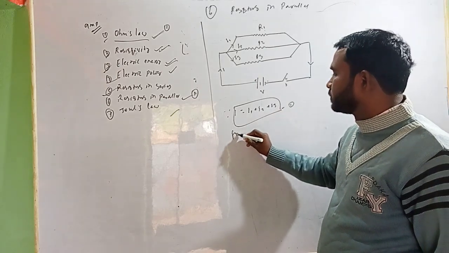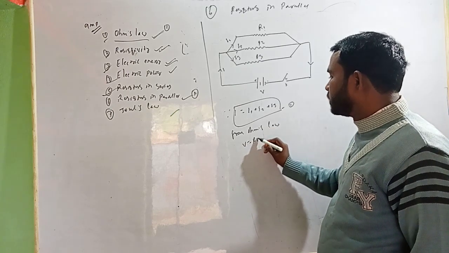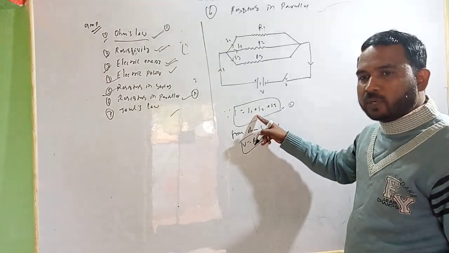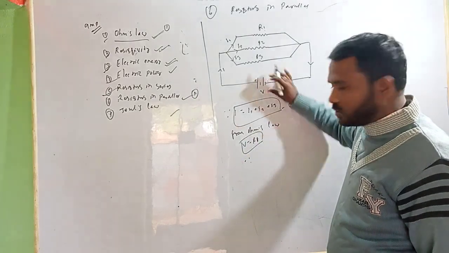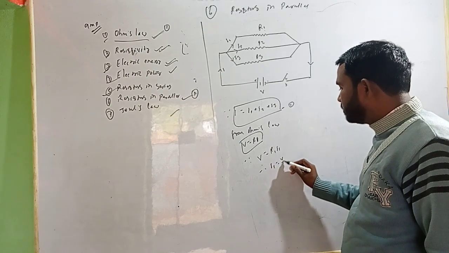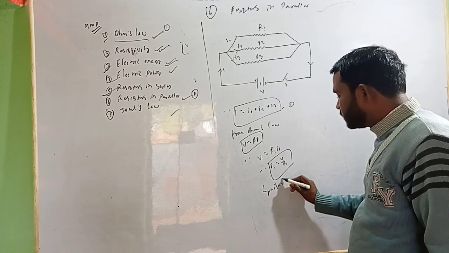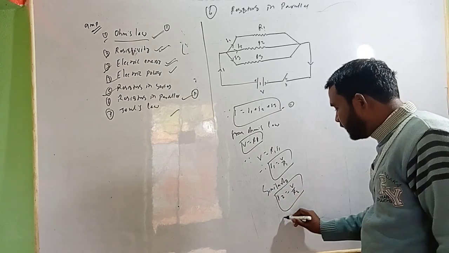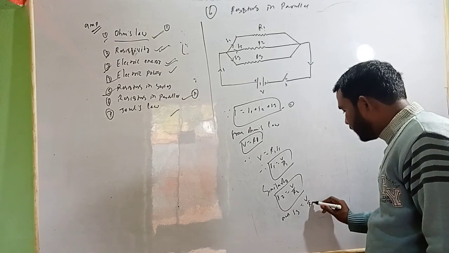From Ohm's law, the formula is V equal to Ri. But you have to find the value of I1. Because the potential is the same, you write V is equal to R1 I1. Therefore I1 is equal to V by R1. Similarly, I2 is equal to V by R2, and I3 is equal to V by R3.